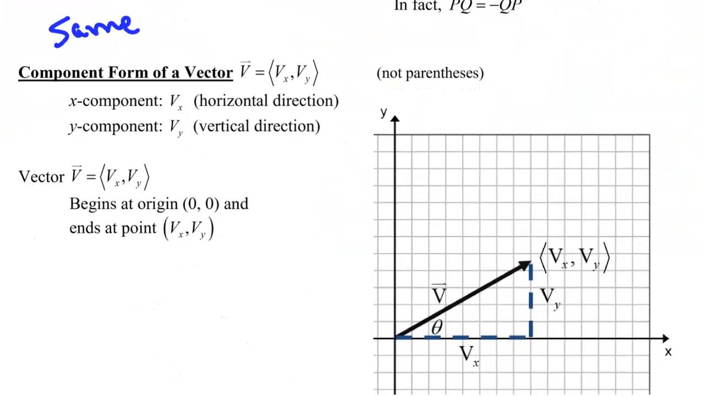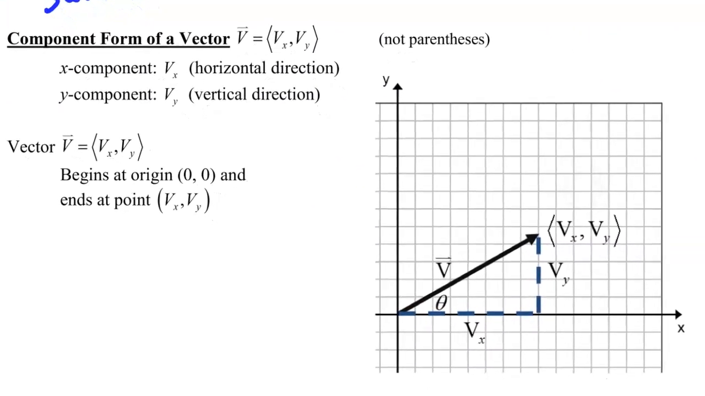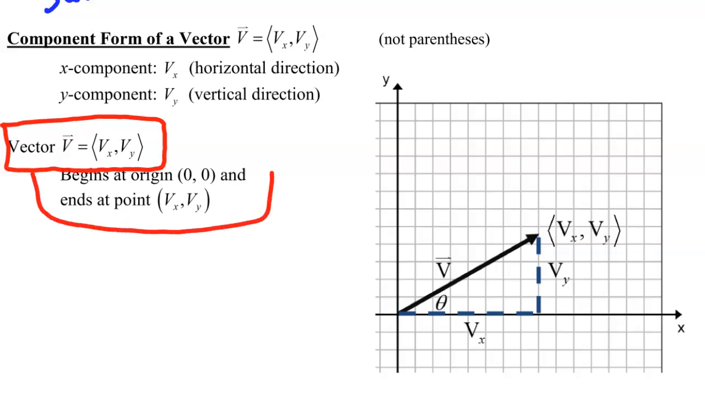Now we're going to talk about what makes up a vector. Well, what makes up a vector are components. A vector has an x component and a y component. It has a horizontal component and a vertical component. So when we talk about vector V, we're talking about components v sub x and v sub y, which means it begins at the origin 0, 0, and it ends at the point x, y.